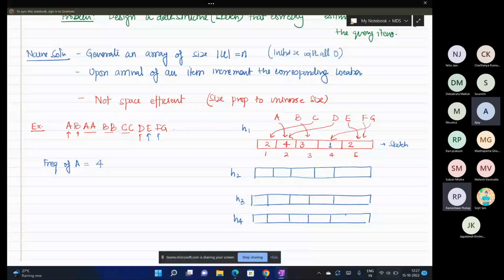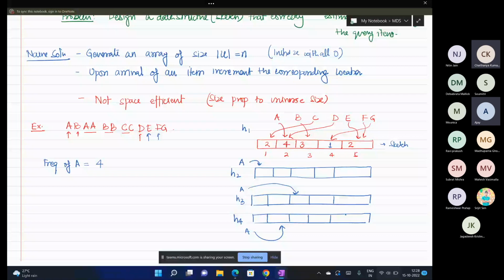Basically, the algorithm will be, we'll just go to the corresponding position. So suppose in this one, A is mapped to this position. In H3, A could be mapped to this position. And in H4, A can be mapped to this position again, right? So we'll get 4 different estimates of A, right? Now, which one should we choose?